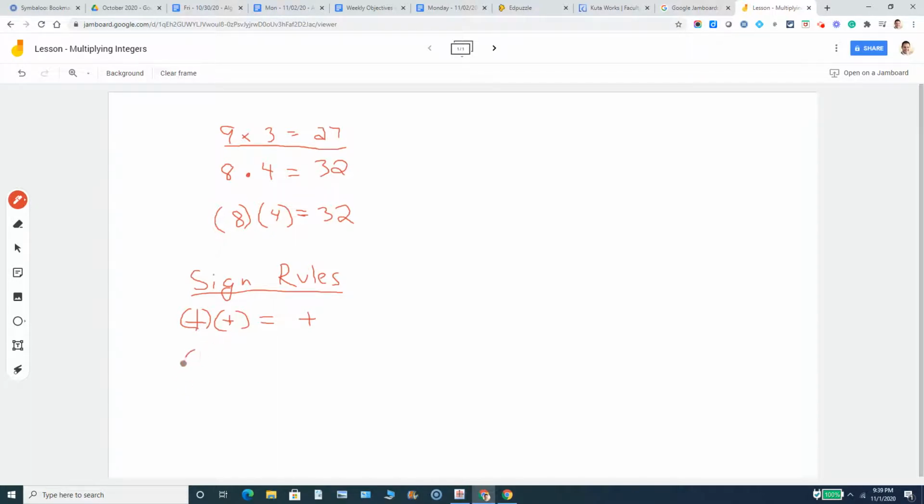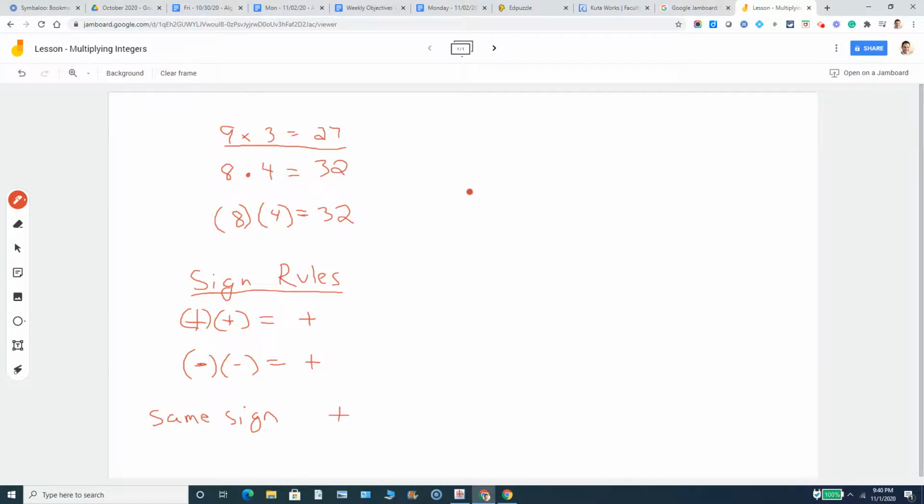But also a negative times another negative, that's also positive. Okay? So what I like to remember with multiplication is, with multiplication only, if your numbers have the same sign that you're multiplying together, that's going to be a positive answer.